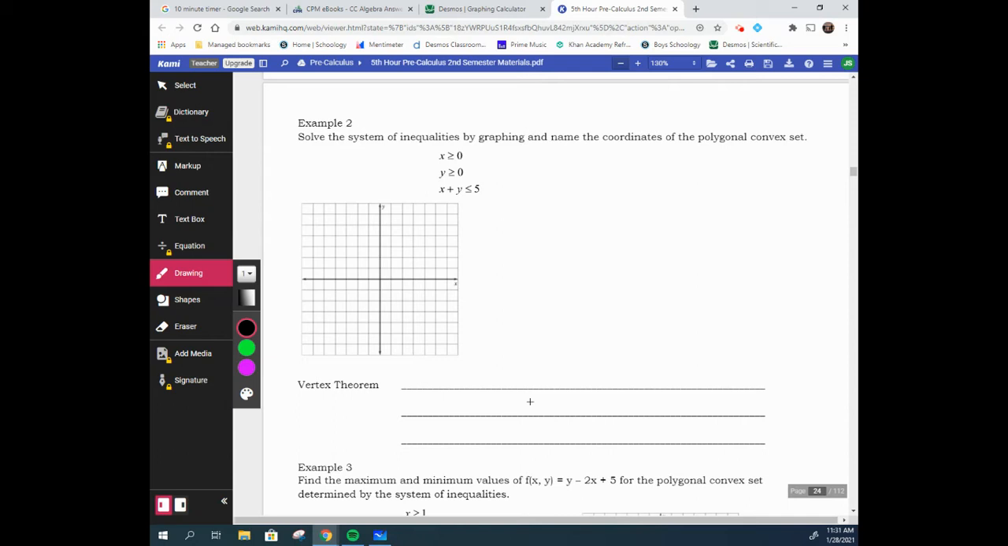So when you're graphing, if you have a greater than or equal to or a less than or equal to, you're going to have a solid boundary line. And if you have a greater than or a less than, it's like having an open circle, but we can't have an open circle. It's just going to be dashed instead. So a dashed boundary line.